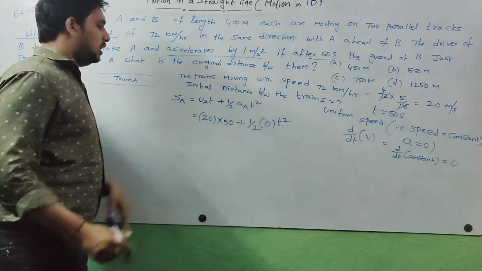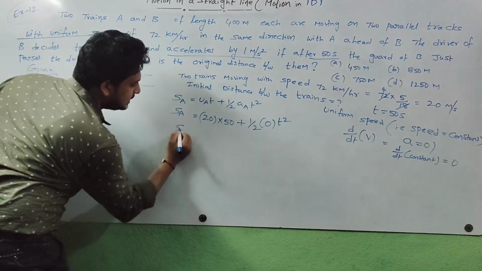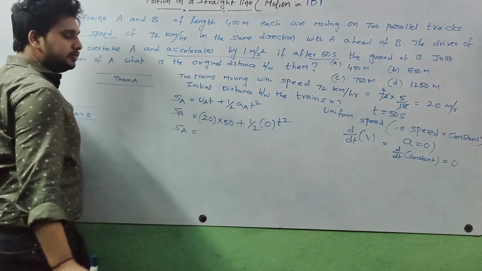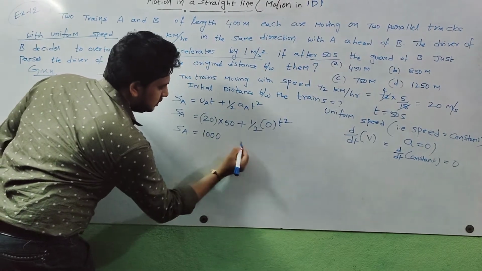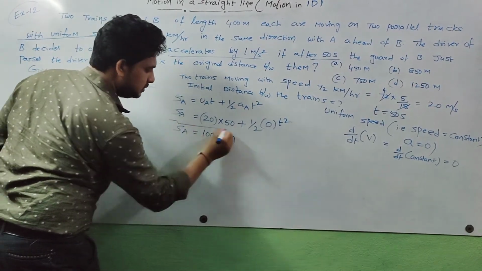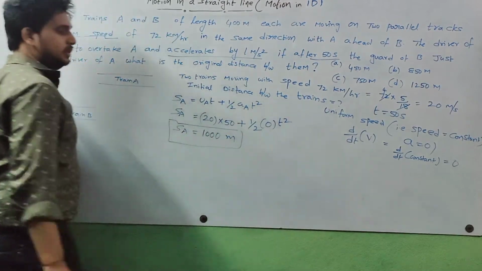So here SA is equal to 20 into 50. We got 1000 meters. 1000 meters is the distance we got.